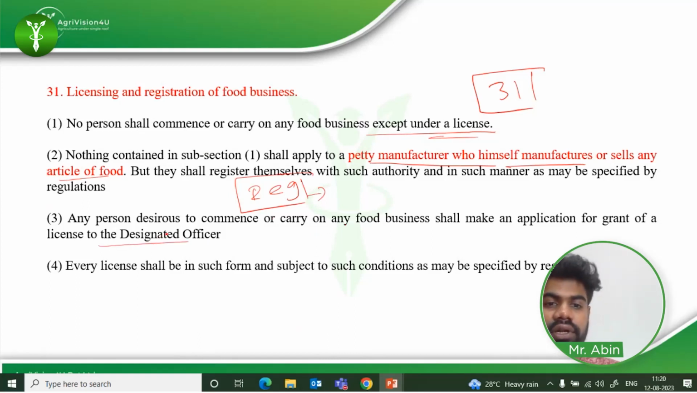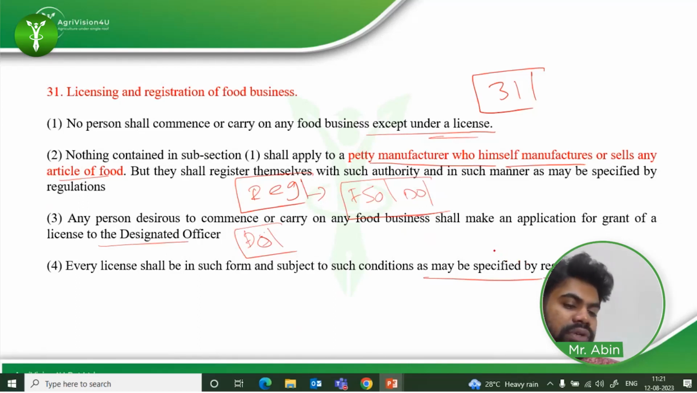For a license, if anyone wants to take a license, they need to go to the portal and apply, and the application process will come under the designated officer for licenses. And for registration, any FSO or DO can initiate the process. Every license shall be in such form and subject to such conditions as may be specified by regulations. So there will be specific forms for application of license. Then after submission, if there are some queries, particular forms will be there for that also. And after finishing all the documentation and compliance part, the FSO or DO will give the license.